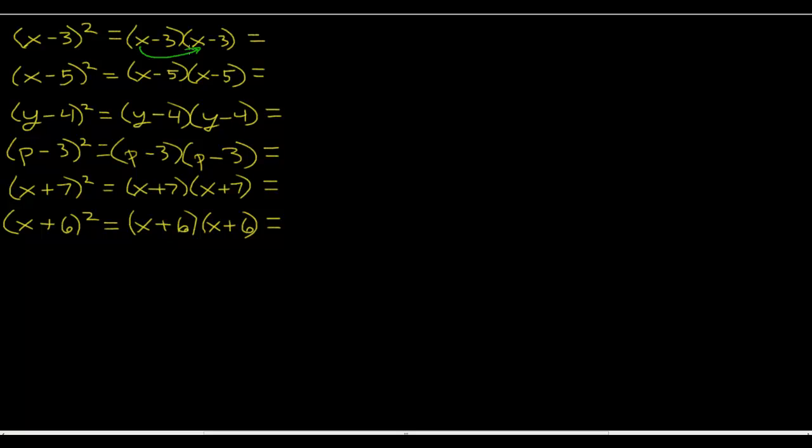So remember our foiling, right? First and then outside, inside, and last. That's what it means. So first times first gives you x squared. Outside is x times -3 gives you minus 3x, and then inside also gives you minus 3x, and then last is the minus 3 times the minus 3, which is where people make mistakes, is plus 9. Okay, pause the video for a second and try the next one on your own.